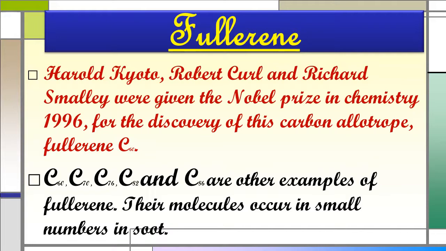Soot, as I just told you, is a blackish substance found after the combustion of a fuel. So C60, C70, C76, C82 and C86 are examples of fullerene. That means the numbers written below the C represent the number of carbon atoms present in the structure. Their molecules occur in small numbers in soot.